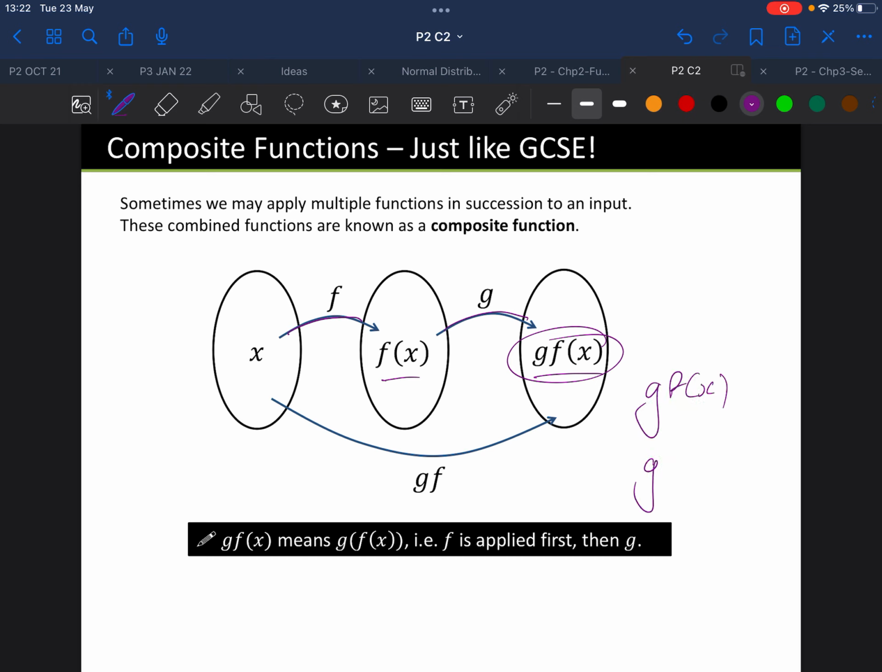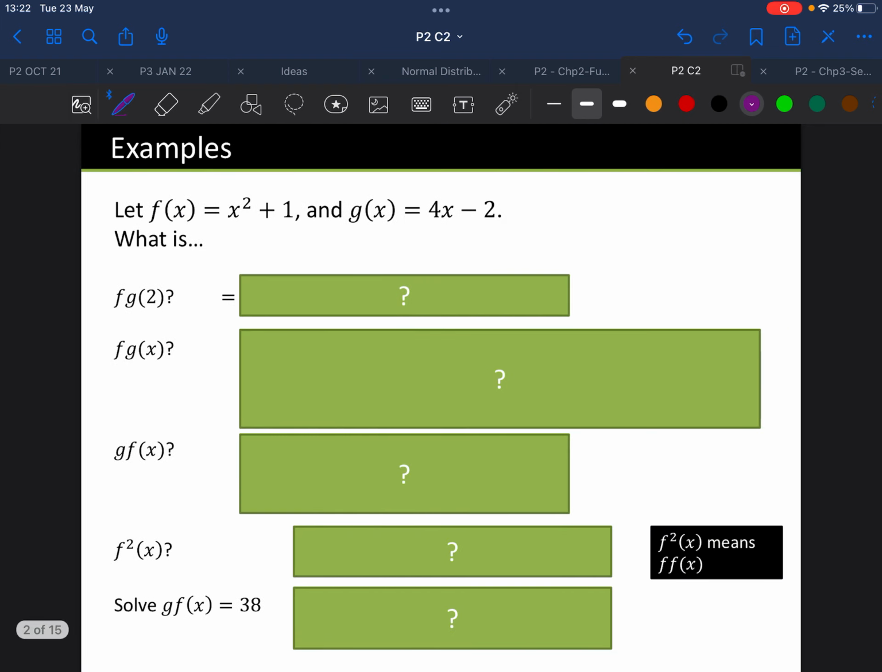But the secret to doing this really is understanding that it means you just do some function first, and then that becomes the input of some other function. So you work from the inner layer to the outer layer, right to left. So here are some quick questions. So what does this mean?